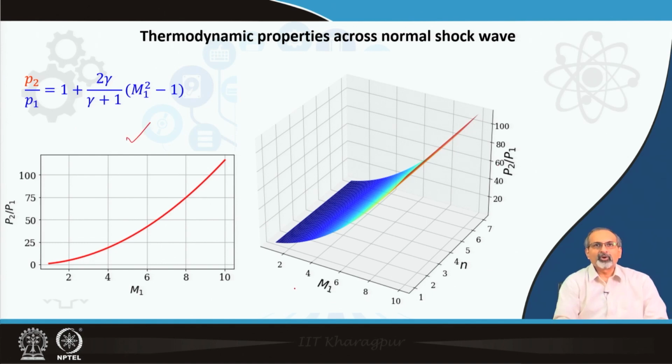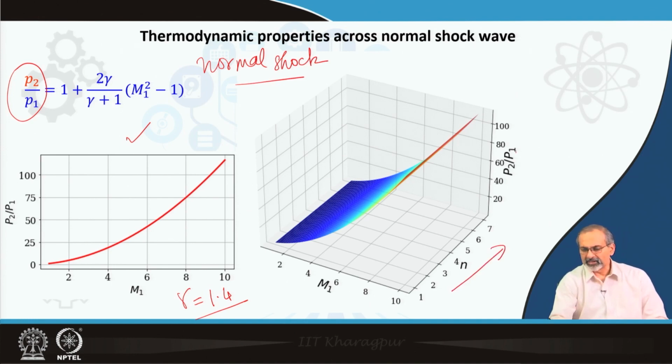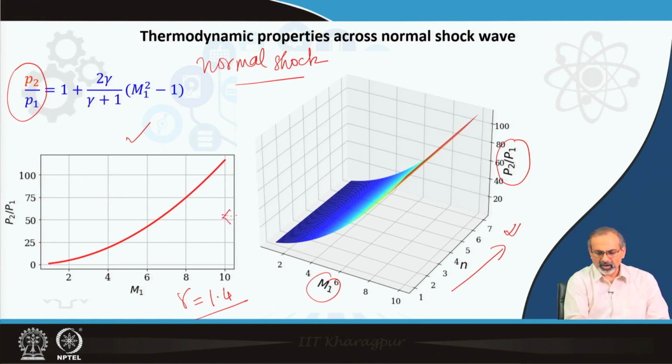On the left side, the plot indicates the variation of the pressure ratio P2 by P1 across a normal shock. And on the right hand side, you see the P2 by P1 ratio as the degrees of freedom increase, and also the Mach number of the upstream flow changes. So, these two are kind of comparative plots which show you the effect of change of gamma.